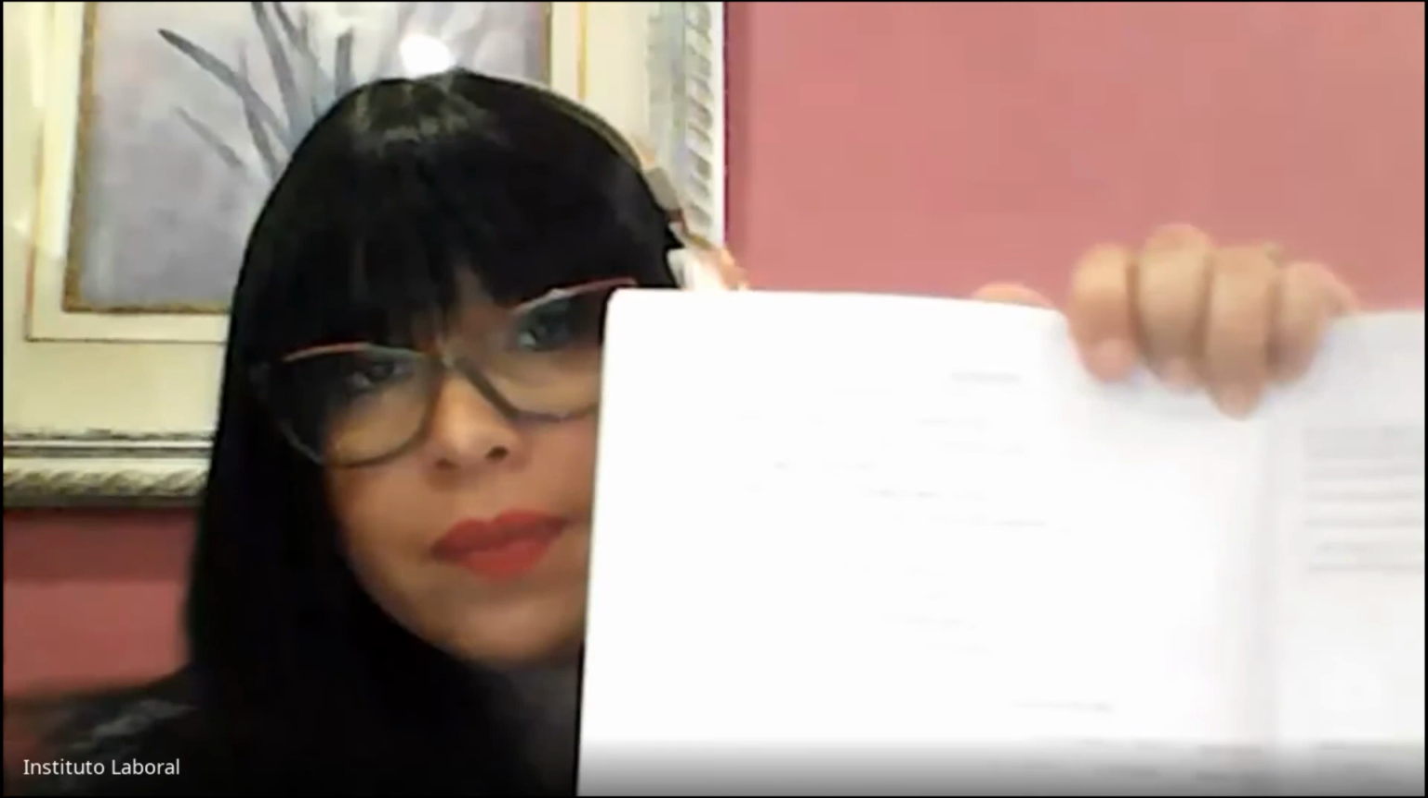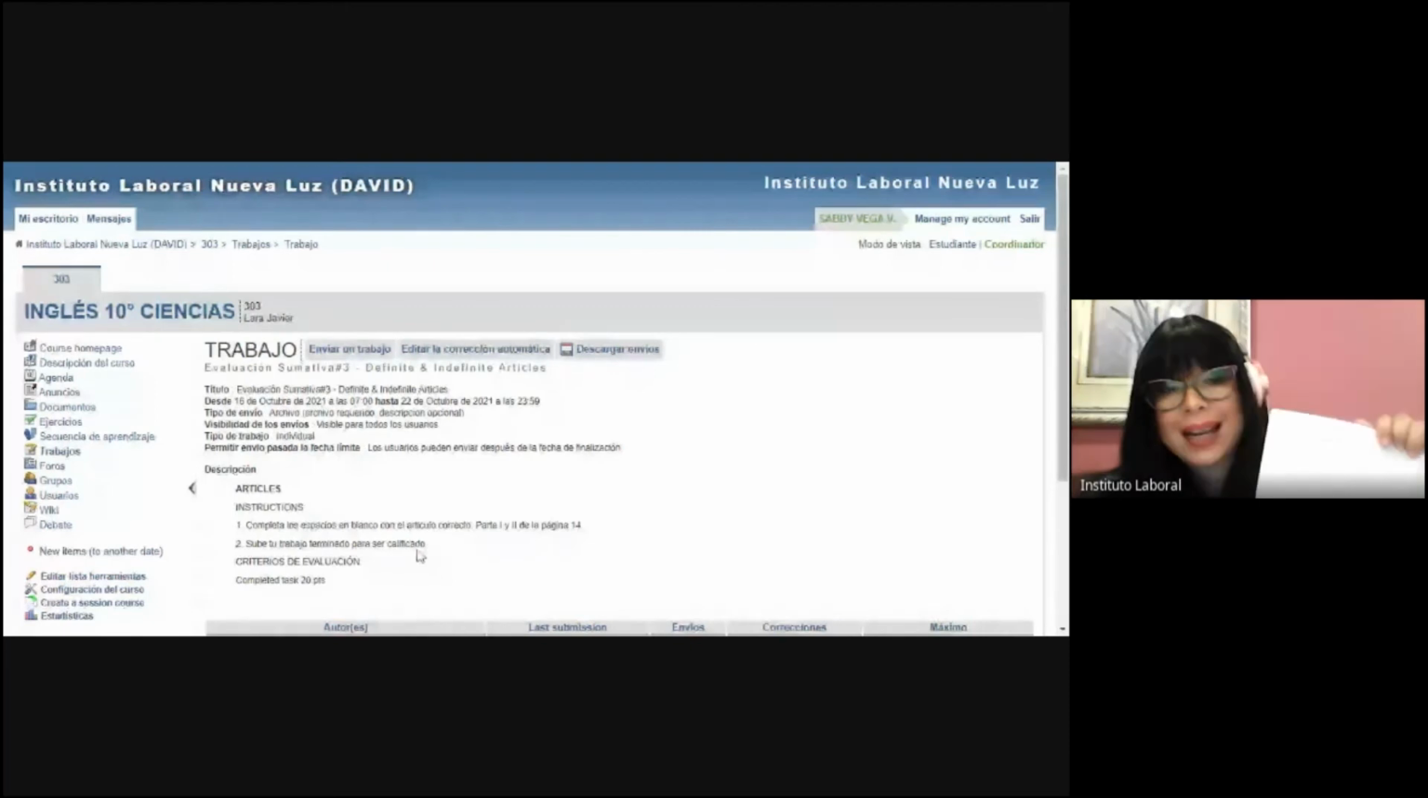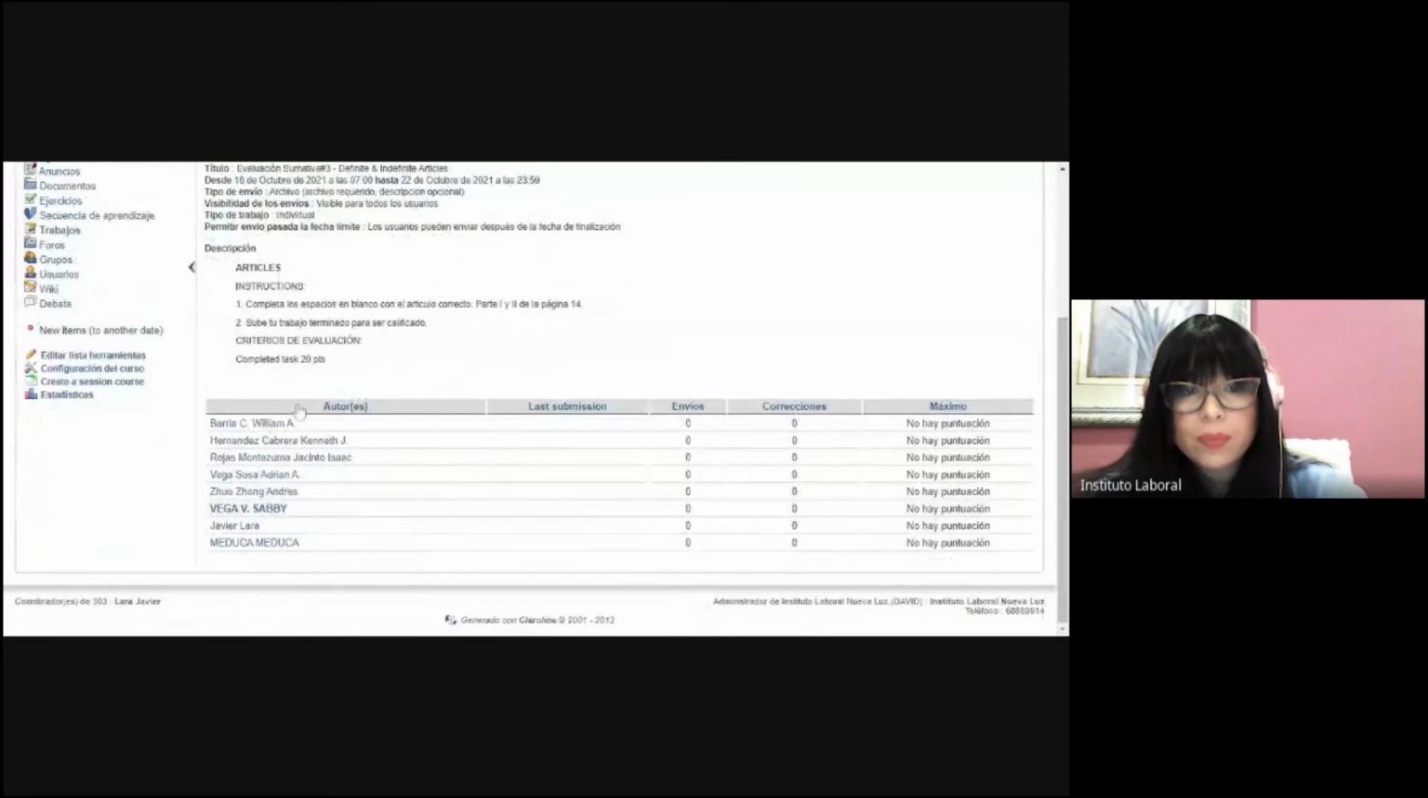Cuando están listas, aquí, evaluación sumativa 3, definite and indefinite articles. Lo acabamos de hacer en grupo. Completa los espacios en blanco con el artículo correcto, parte 1 y parte 2 de la página 14. Sube tu trabajo terminado para ser calificado. ¿Ok? Tienen hasta el 22 de octubre a las 23 horas con 59 minutos para hacerlo. Pero tienen que subirlo. Todos tienen que subirlo.